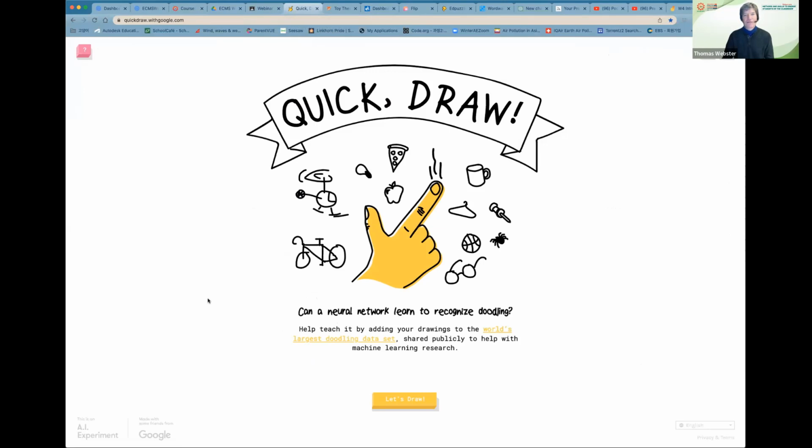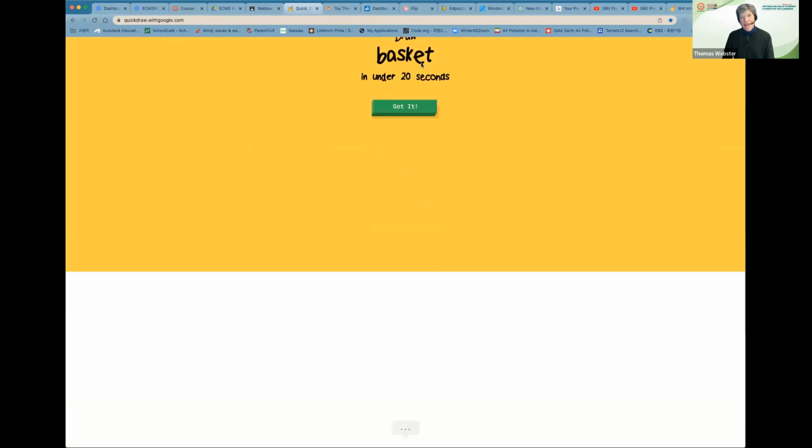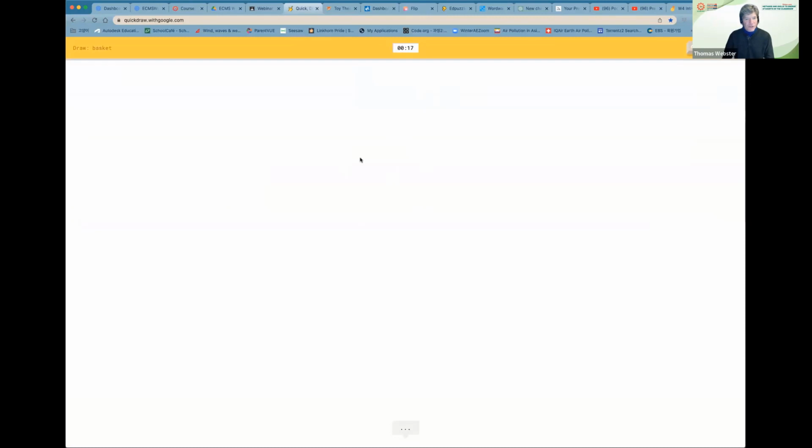This is Quick Draw. Quick Draw, watch what happens here. It says, let's draw, right? So the first thing, you can see it's gonna give you 20 seconds to draw something. And this one, it says draw a basket. And if you look at the top up here, it says that you're gonna have 6 drawings. So the first drawing, I have to draw a basket. I have 16 seconds, hurry up, let's see.